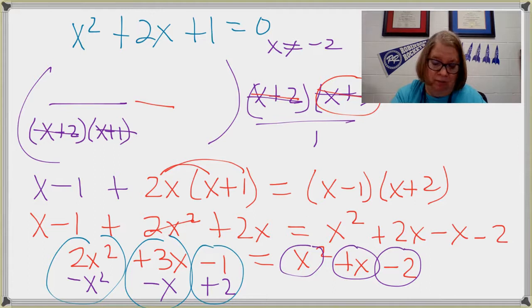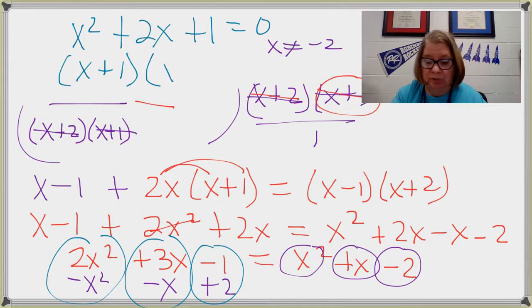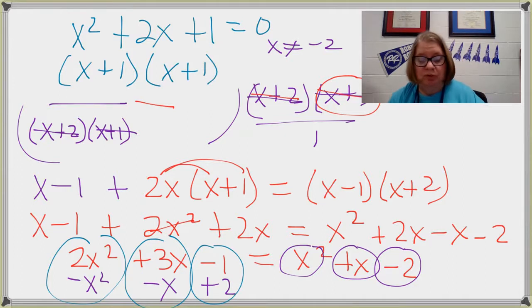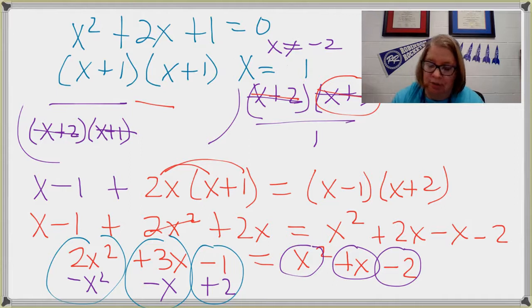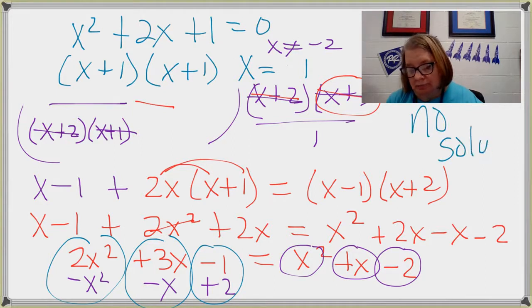Factor that. x plus 1 and x plus 1, because 1 times 1 is 1, 1 plus 1 is 2. So this says that my solution would be x equals negative 1, because that's what makes that equal to 0. But our restriction says x can't be negative 1 because it makes the denominator equal to 0 in the original problem. So since neither one of our solutions work, that would be no solution.